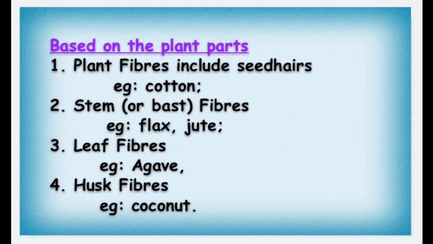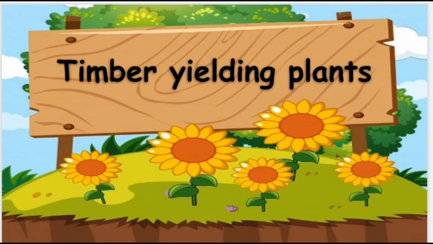First one, plant fibers include seed hairs. Example, cotton. Second one, stem fibers. Example, flax and jute. Third one, leaf fibers. Example, agave. Fourth one, husk fibers. Example, coconut. Okay children, now let's move on to the next topic, timber yielding plants.